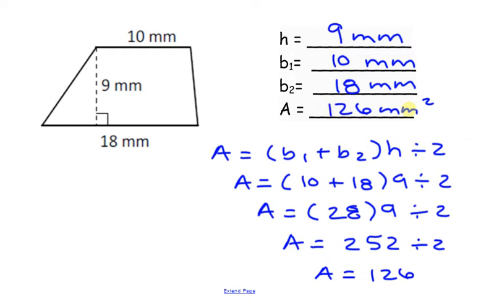Okay, please pause the video if you're not done. I want you to finish so we can compare answers. Okay, if you're still watching, that means that you are finished. So your height is 9 millimeters. Your base 1 is 10 millimeters. Your base 2 is 18 millimeters. And once you calculate it all and you follow order of operations, you should get 126 millimeters to the second power. Okay, again, anytime you are calculating area, your answer will always be to the second power.